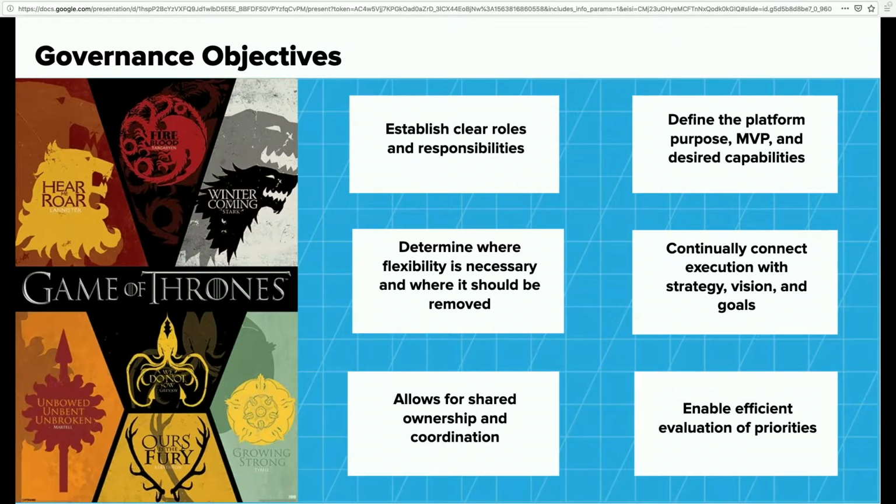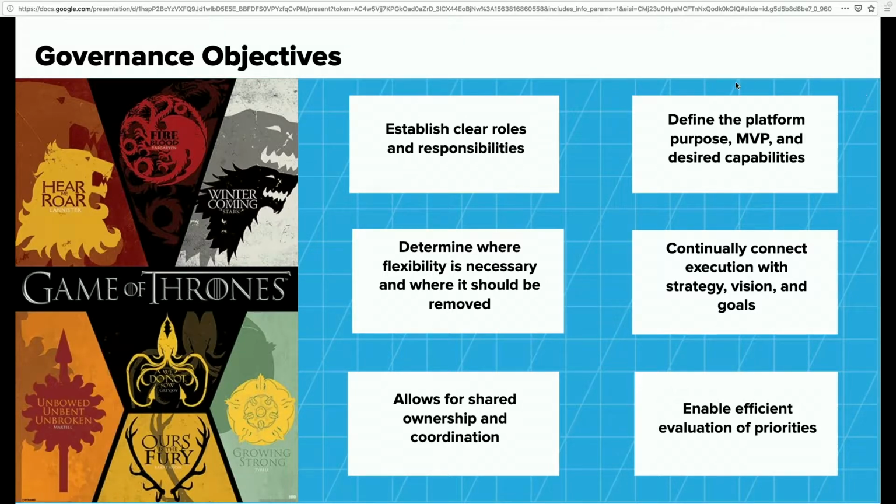And then finally, it also will enable the efficient evaluation of priorities. So as Janessa said, without having good governance, sometimes everything seems like a priority, so nothing's a priority and you don't know what's actually important. If you have a good governance structure, you can always go back and figure out, okay, well, these are our priorities, these are our customers, this is what they want, this is what we should be focusing on. And then if you have a good governance structure in place, that can disperse the priorities out and make sure everyone is on the same page.